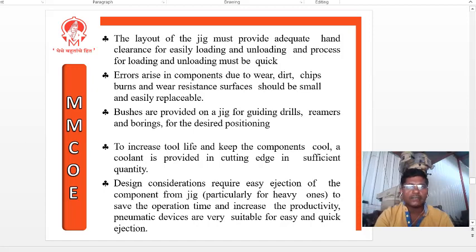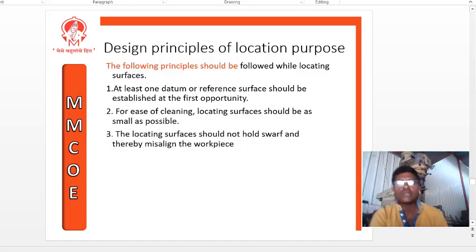So what are the design principles of location? The following are the design principles which we have to follow for locating. At least one datum surface or reference surface should be established at the first opportunity. This means we have to fix the job as soon as possible on the datum or reference surface, so that the reference from this datum surface can be fixed for drilling holes. The exact location of predetermined centers of the holes should be easily located by using this datum surface.